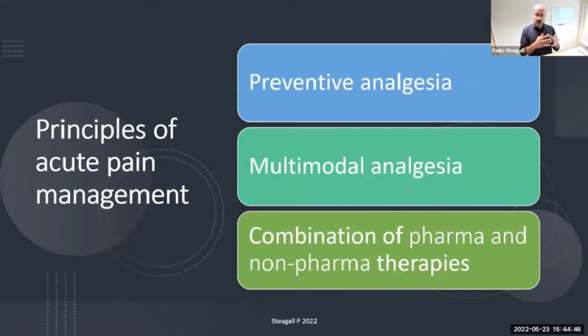So in this part of the guidelines, we talk a lot about the principles of acute pain management. And these are the first three, which are the basis for a lot of what we do. The first one, preventive analgesia, always combined with multimodal analgesia. And again, as I mentioned before, we no longer rely only on the pharmacological therapy. We're also going to try to incorporate some non-pharma therapy. But let's take a look at what that means.